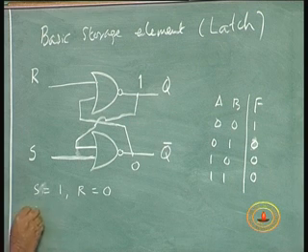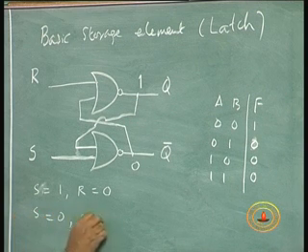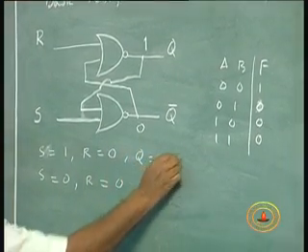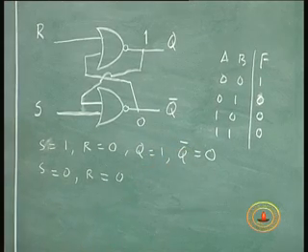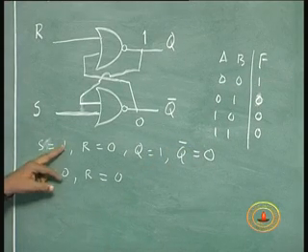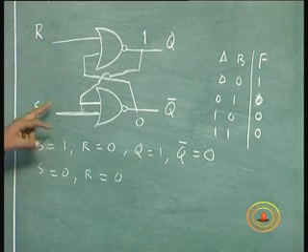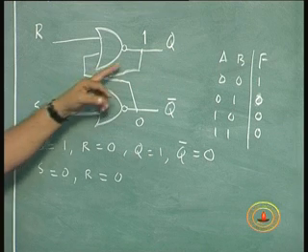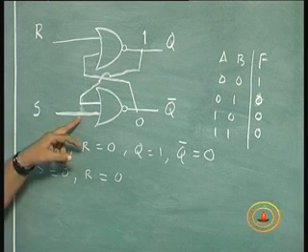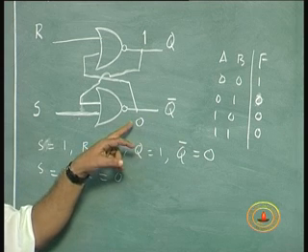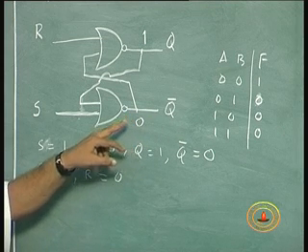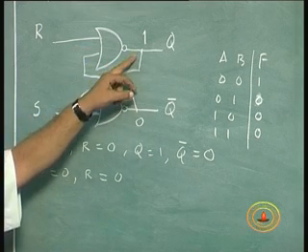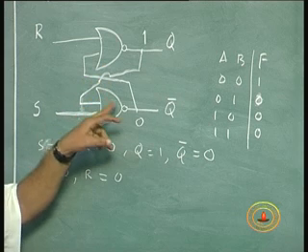Now, I am going to make S equal to 0, R equal to 0. When S is equal to 0 and R is equal to 0, that means this one I am making 0, this R remains 0, and this one I am making 0. Now, what will happen? This is a 1 here, this is 0, so the output will be 0 here, this will continue to be 0, and this 0 and this 0 will make this 1. That means this will continue to be 1, this will continue to be 0.